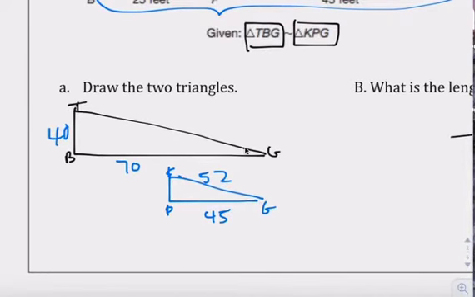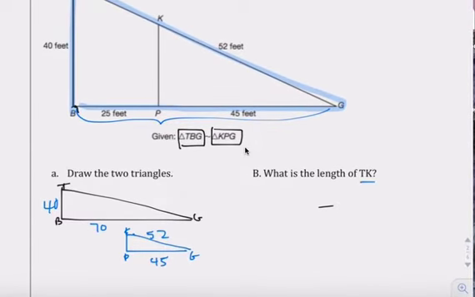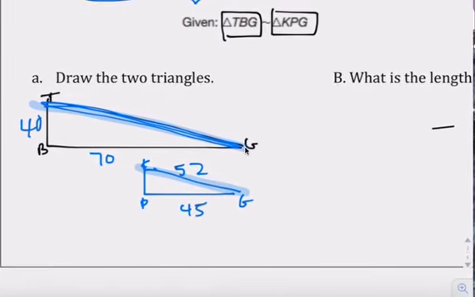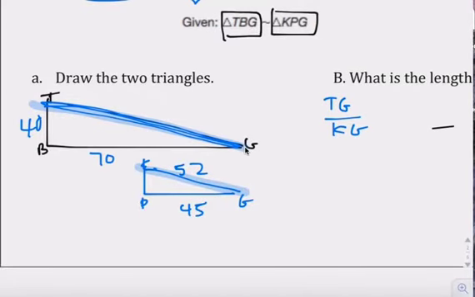Okay, so we can find what is the length of TK. TK is right here. So that length is part of this one. That length is part of this one here, so it corresponds to that side here, 52. So TG corresponds to KG.